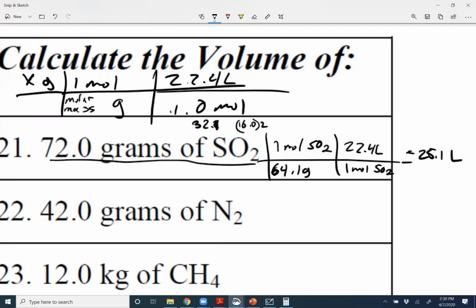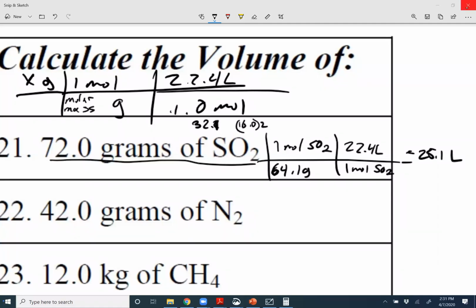Now let's ask ourselves if this makes sense. Remember, 1 mole of a gas is 22.4 liters. Well, a mole of sulfur dioxide is 64 grams. This is 72 grams. It's a little bigger, and therefore we have a little bit larger volume. And that's all there is to those.